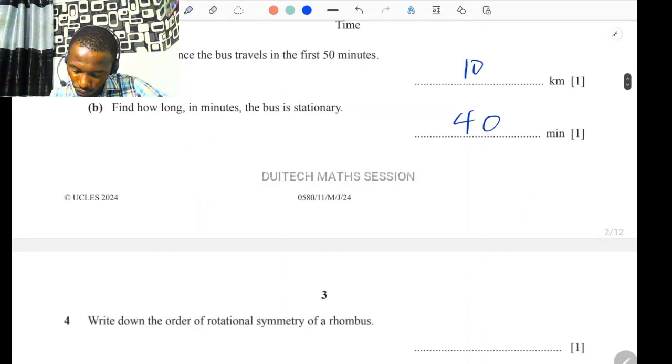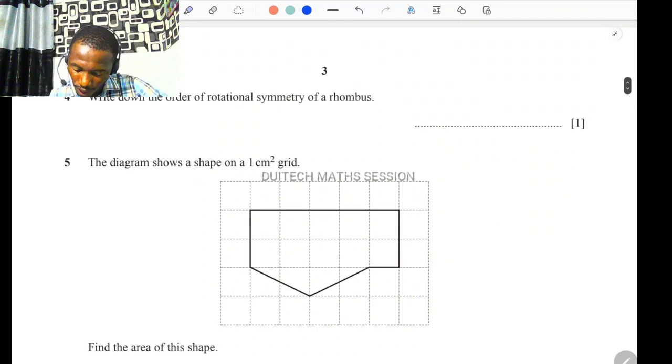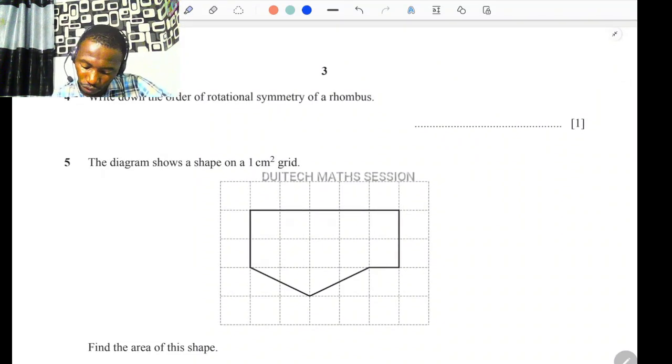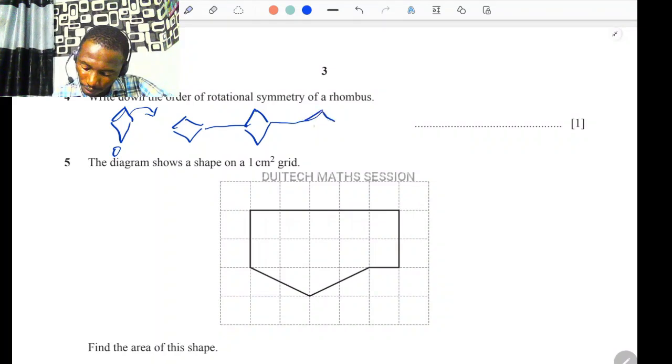The next question says write down the order of rotational symmetry of a rhombus. So a rhombus is a shape like this, right? That's a rhombus. So when it rotates from 0, this is the original form. When it rotates, it slants like this. When it rotates again, it stands again. When it rotates again, it slants again, right?